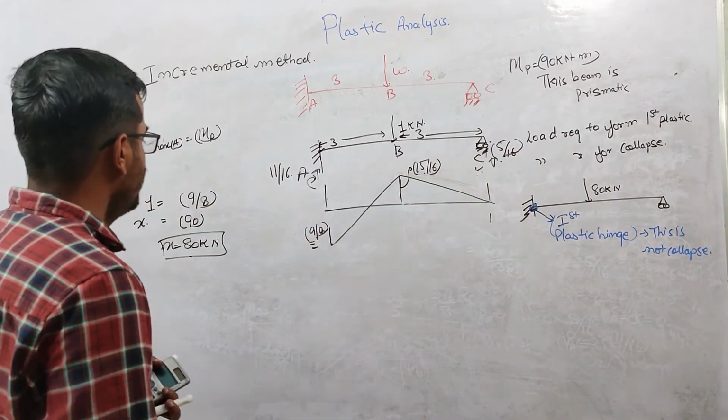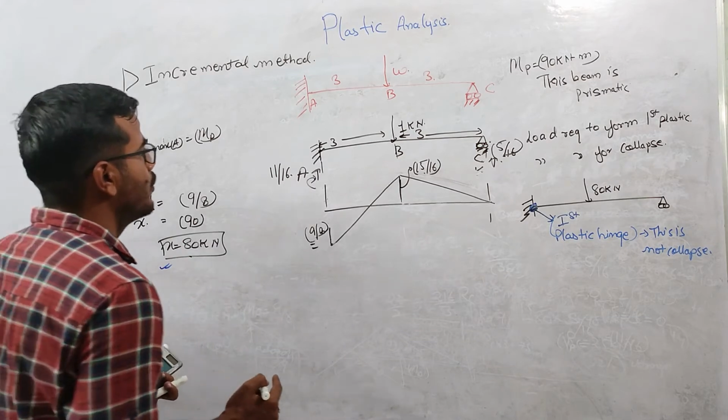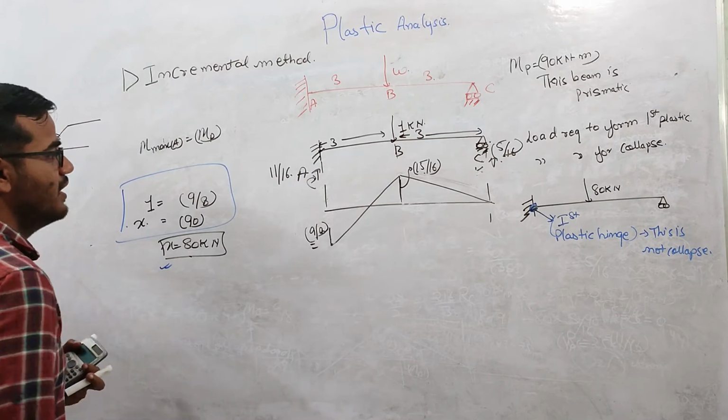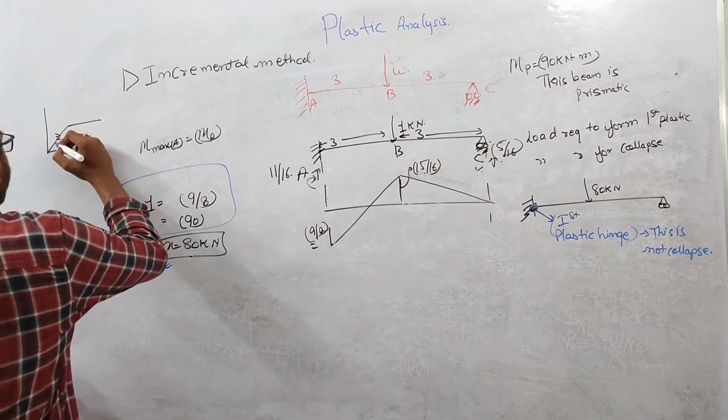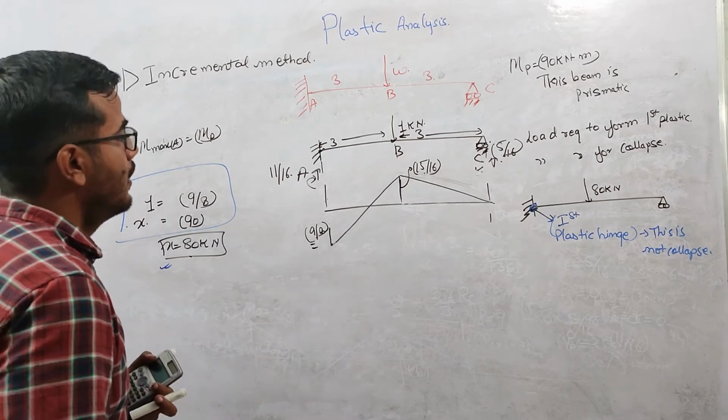So you can see that the load required for the first plastic hinge to form is 80 kilonewton. And how did we calculate that? By using linear interpolation. Why can we use that? Because we are in elastic state. Now this part is done.